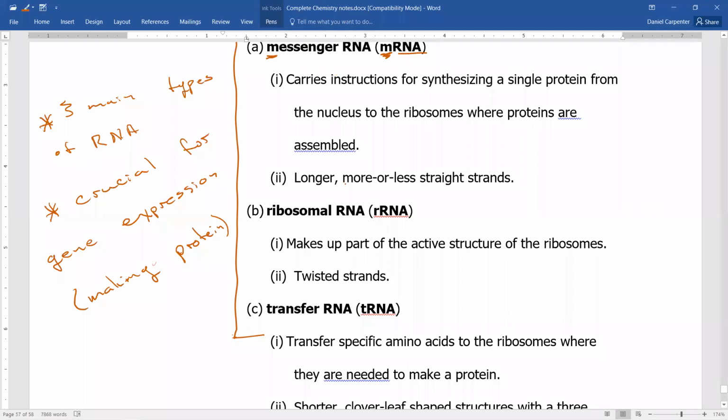So this carries the instructions for synthesizing a single protein from the nucleus to the ribosomes. Ribosomes, you remember ribosomes from 10th grade. Ribosomes are where proteins are made. So the messenger RNA carries the instructions from the nucleus where the gene is to the cytoplasm where the ribosome is.